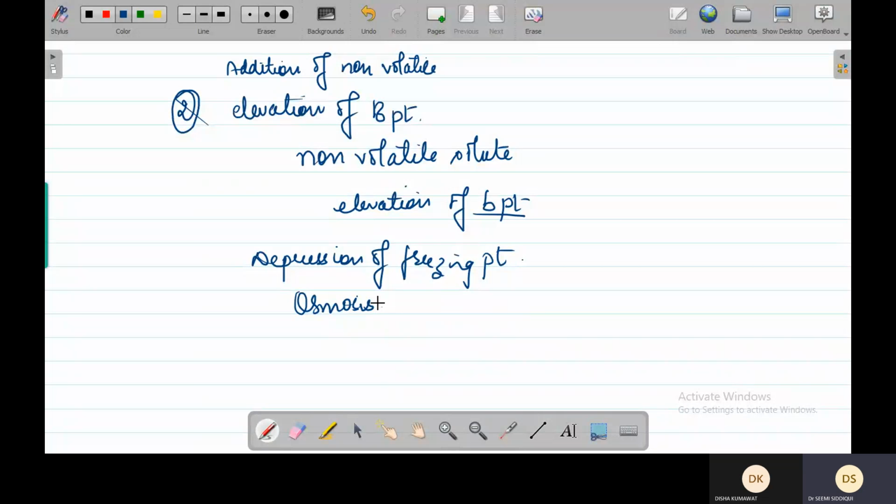Questions of this type carrying one mark each, besides the numerical problems, we can expect, like: cooking is faster in the pressure cooker than in a cooking pan, what is the reason? RBCs shrink when they are placed in saline water but swell in distilled water. So such types of questions we expect from this part.